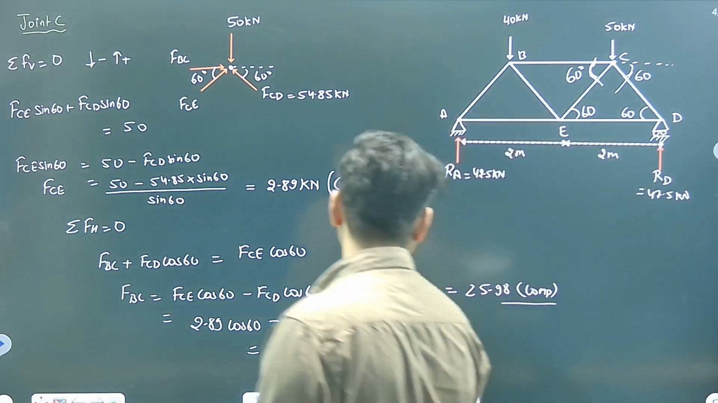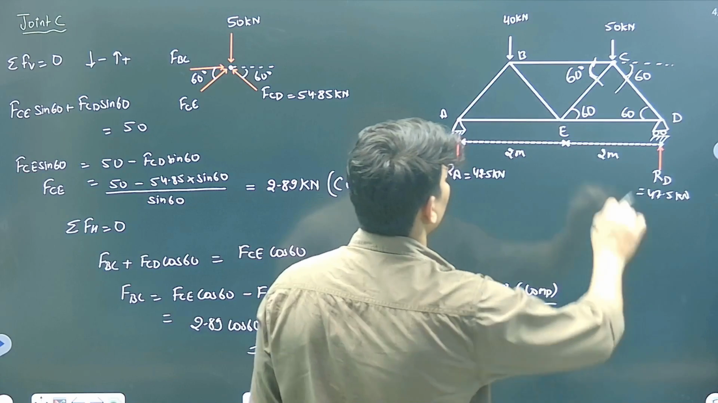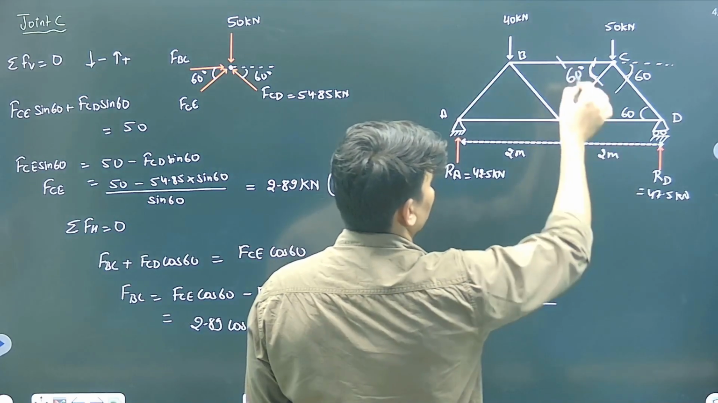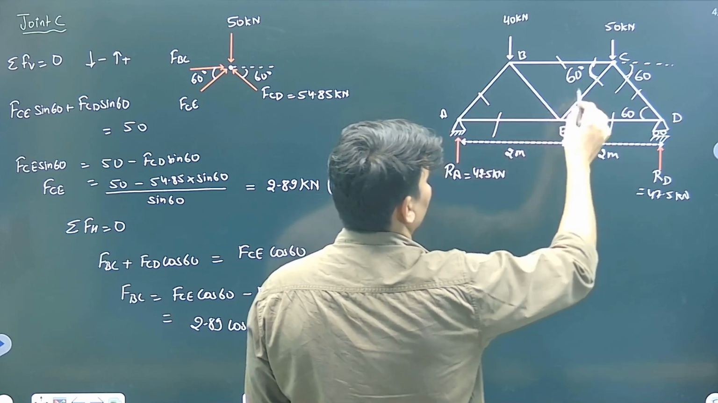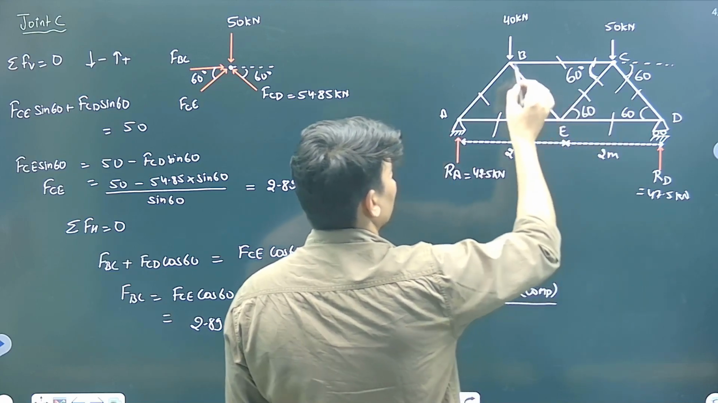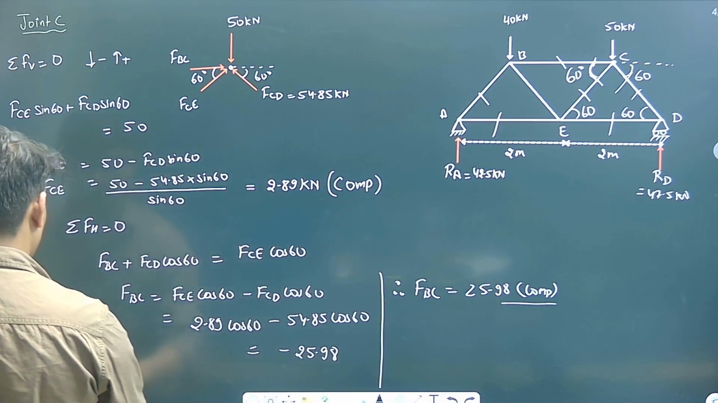ठीक है? Now, how many forces are left? BC has done this, this is also done. Only one member is there. So now we will consider the joint B. Right? Let's move to the next page.